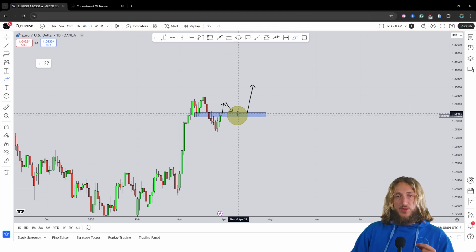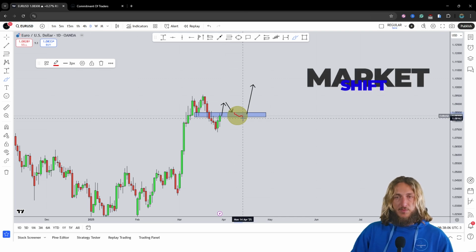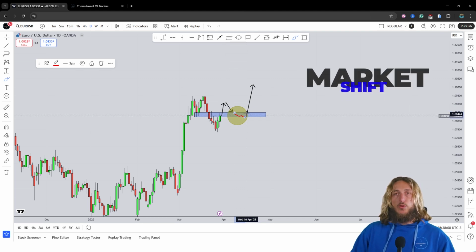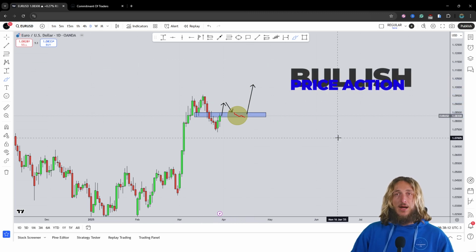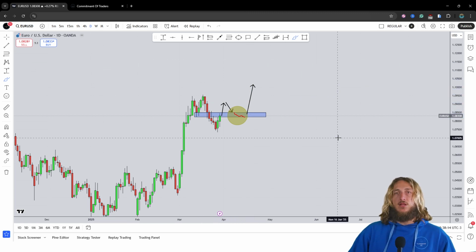Therefore, I wouldn't be surprised if the market would shift from an intraday bearish to bullish market, and we would see more institutional buying to see a potential rejection to the upside away from this level. That definitely wouldn't surprise me.